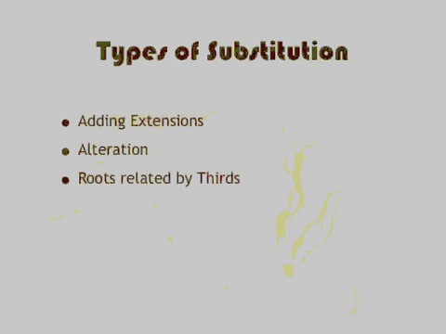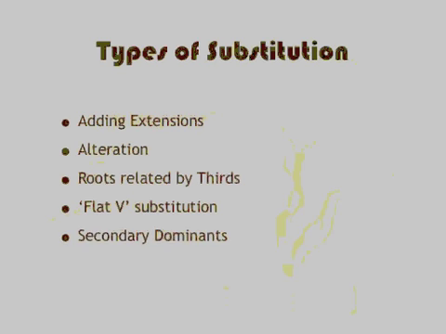Here are the types of substitution that we'll take a look at. The first is by taking a chord and then adding its extensions in tertian harmony, using alterations for the chords that are already given, examining how we can substitute chords that are related by third to the chords that we have in the song, a special kind of jazz substitution which is called flat five substitution. It's not something you see in classical music very much. And, of course, secondary dominance is another possibility.